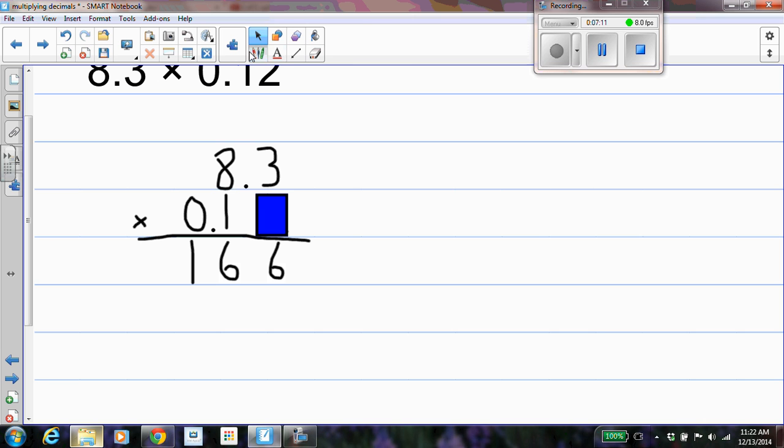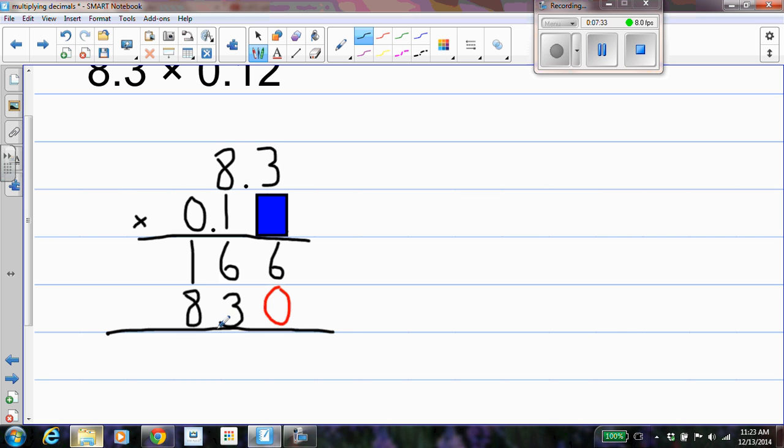I'm going to go ahead and add my placeholder. Sometimes I don't. Sometimes I just skip over here. I know it. So 1 times 3 is 3, and 1 times 8 is 8. Okay, I'm going to go ahead and add that. Now I could have done the zeros, but it's not necessary.